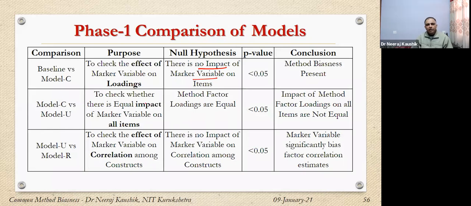So step number 1 will be to check whether there is an impact of a variable or not. If present, then only we go with step number 2: what sort of effect? Congeneric or non-congeneric? And the third step, irrespective of this, will be the third comparison, model U versus model R, to check whether there is an effect on the correlation among constructs or it's only item-wise. That is what we will check.